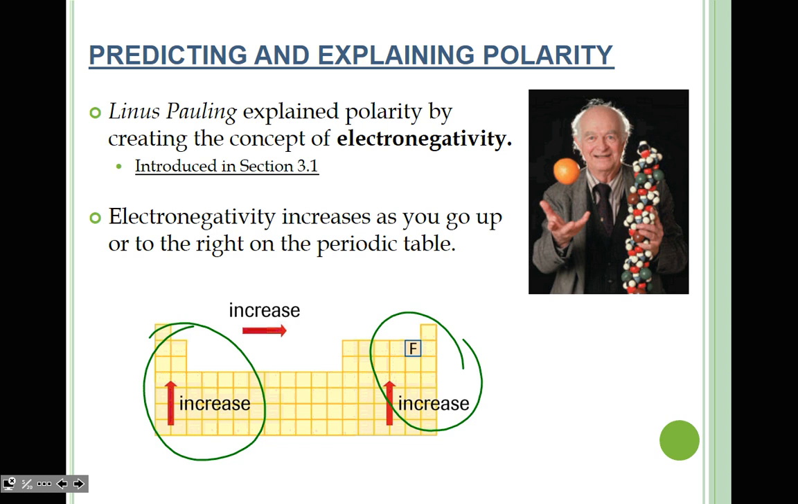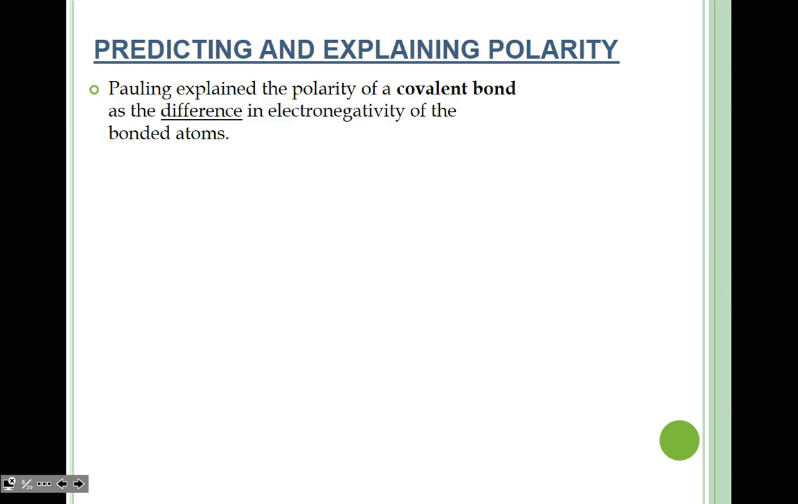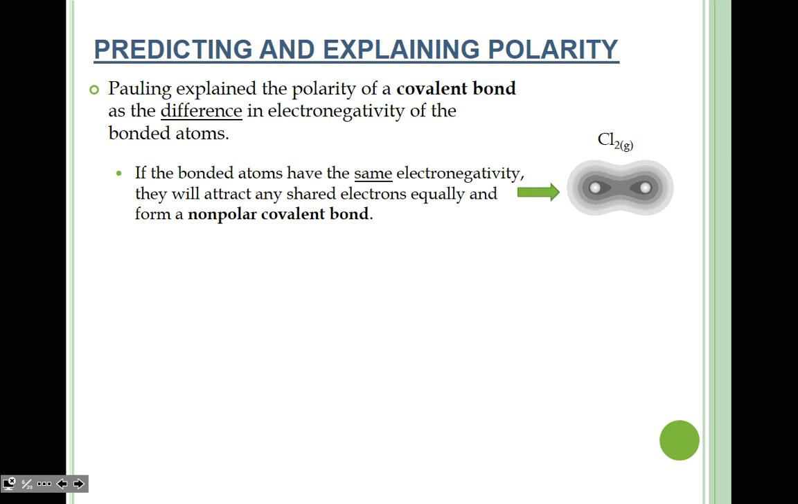It's like I can pull you away. If I have a metal plus a nonmetal, it's going to be a transfer of electrons. Remember that? But within nonmetals, we don't have a transfer of electrons. We have a sharing of electrons, but the sharing may not happen smack dab in the middle. The electrons are always going to be pulled towards the nonmetal with the higher EN number. So Pauling explained the polarity of a covalent bond as the difference in EN numbers, or in electronegativity, of the bonded atoms.